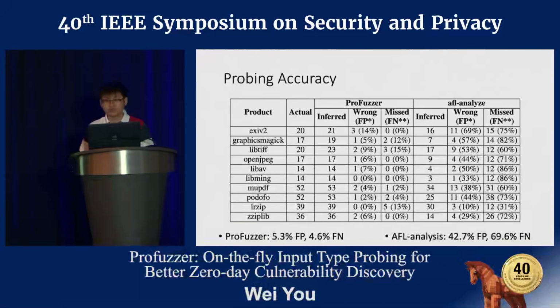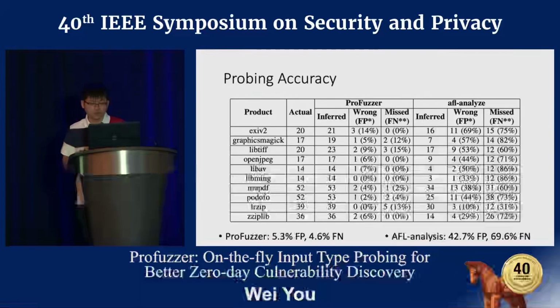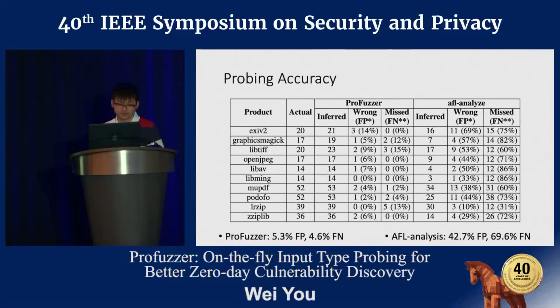We also compare ProFuzzer with AFL analysis, a simple offline file format analysis utility included in AFL. The evaluation result shows that ProFuzzer has only around 5% false positive rate and false negative rate on average, while AFL analysis has around 40% false positive rate and 70% false negative rate, which is relatively high.